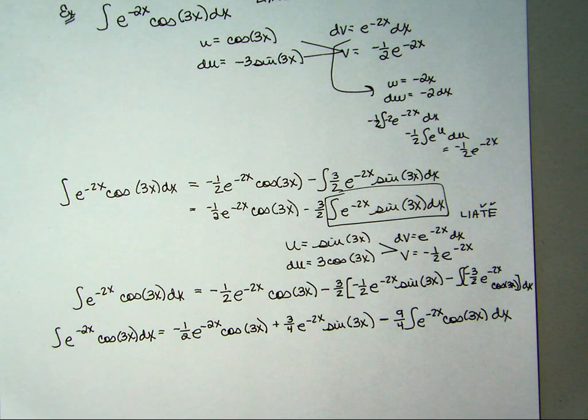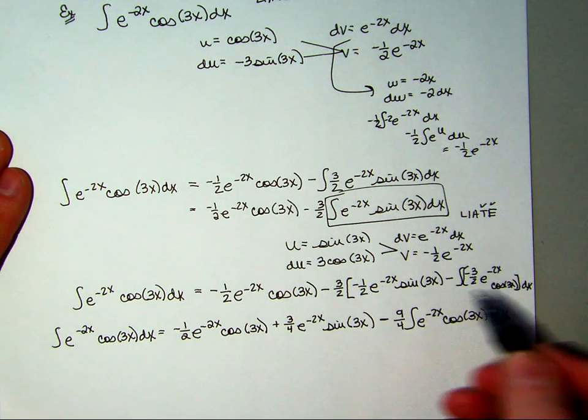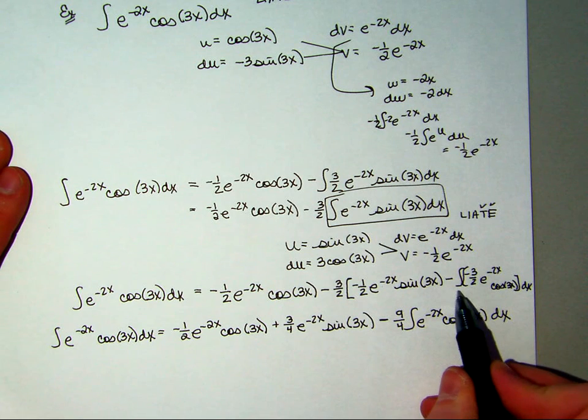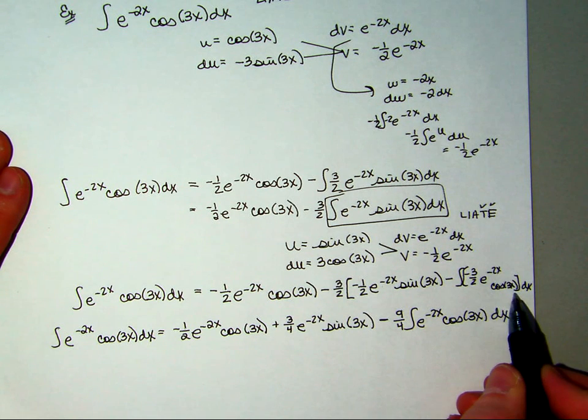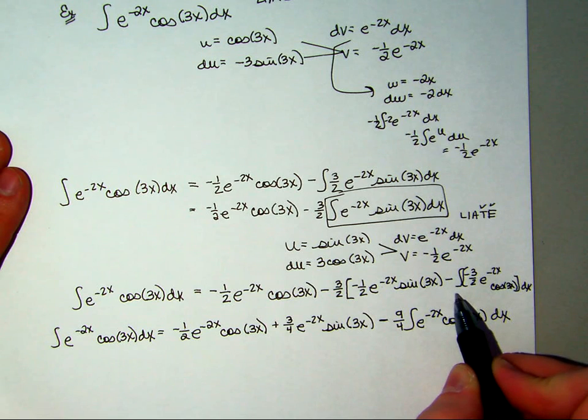So hopefully you did something like saying u is sine of 3x, so dv is e to the negative 2x. The derivative of sine 3x is 3 cosine 3x. The integral of e to the negative 2x is negative 1/2 e to the negative 2x. Here's my u times v, minus the integral of v du. We can pull out this negative 3/2, make it a positive 3/2 up front, but I tried to combine two steps in one. Maybe I shouldn't have done that.